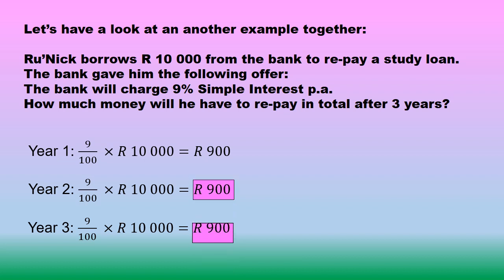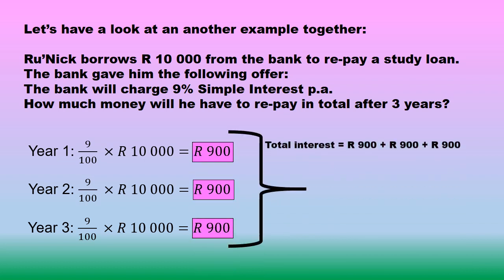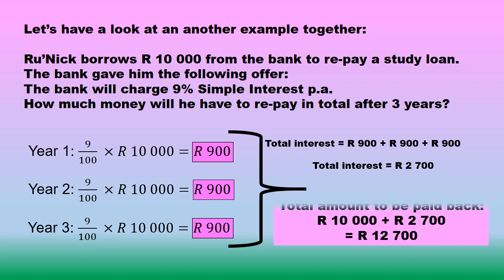So at the end of the 3 years, in total, he will have to pay an additional charge, the interest, of 2,700 Rand. So how much must he pay back in total? The 2,700 Rand interest plus the original amount that he borrowed, the 10,000, and that gives you 12,700 Rand.